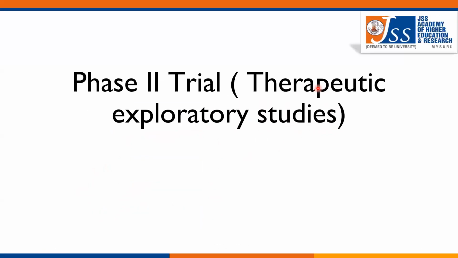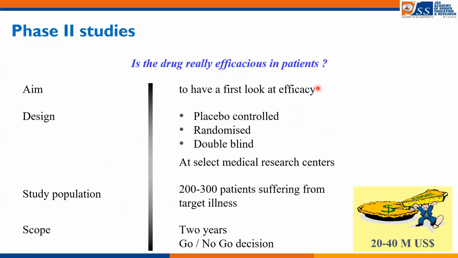If the phase 1 clinical trial results are successful and good enough, they move into phase 2 clinical studies, or phase 2 trials, called therapeutic exploratory studies. The important aspect is whether your drug is really efficacious in the patients or not. The aim is to have a first look at the efficacy. Till now, we have only analyzed the safety, not the efficacy. Now, you are going to see whether the drug is efficacious or not.